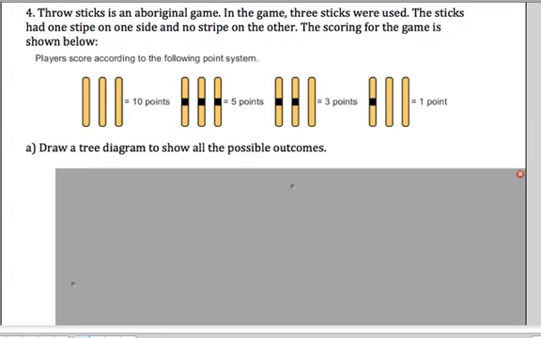Right, so throw sticks is an Aboriginal game, and in this game, 3 sticks were used. The sticks had 1 stripe on one side and no stripe on the other. Now the scoring is shown here. If you have no stripes, that is 10 points. 3 stripes is worth 5 points. 2 stripes is worth 3 points, and 1 stripe is worth 1 point.